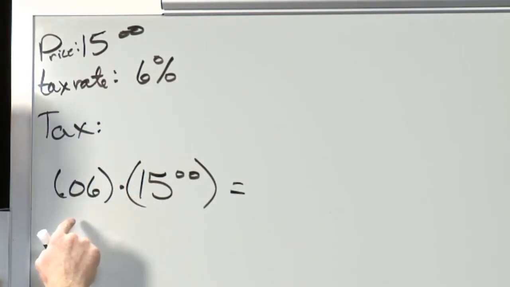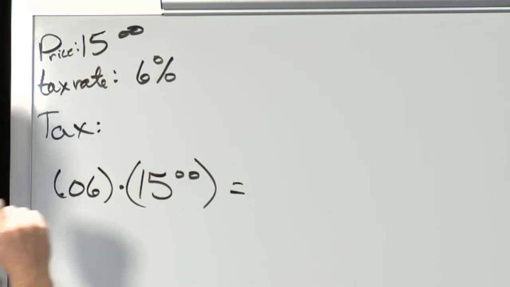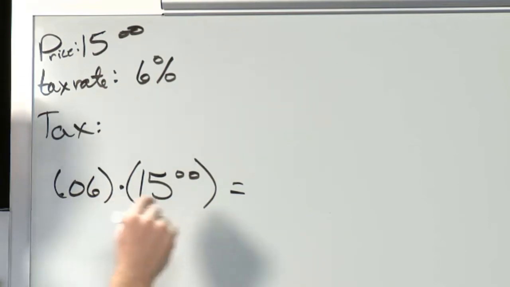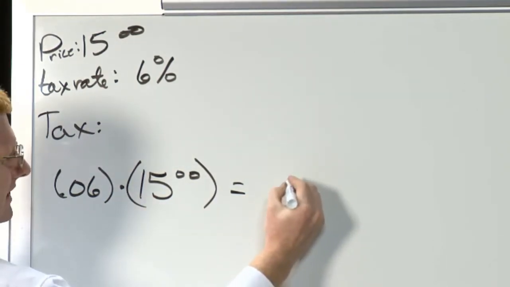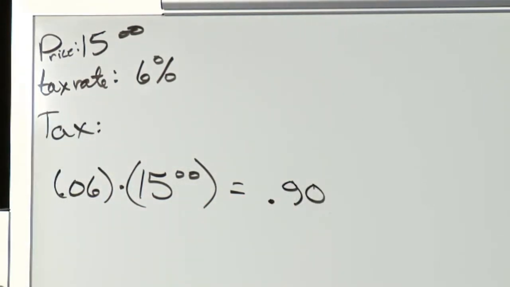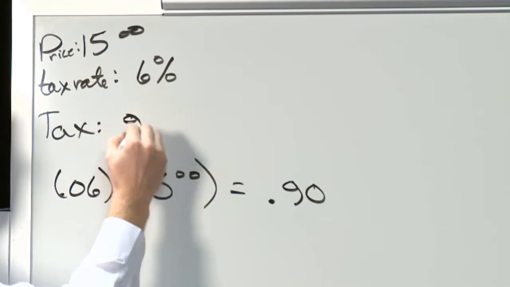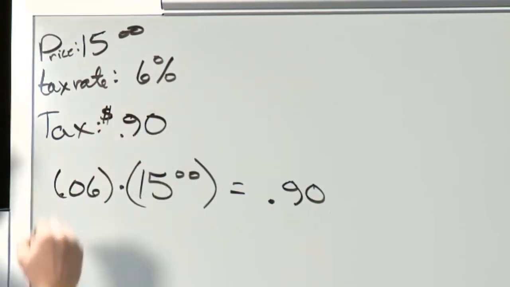So that would be, oh, what is that? 15 times 0.06 is what, 0.90, I think? If you punch that in your calculator, you get 0.9. So, sales tax on this is 90 cents. Now, think about the pattern that you went through.